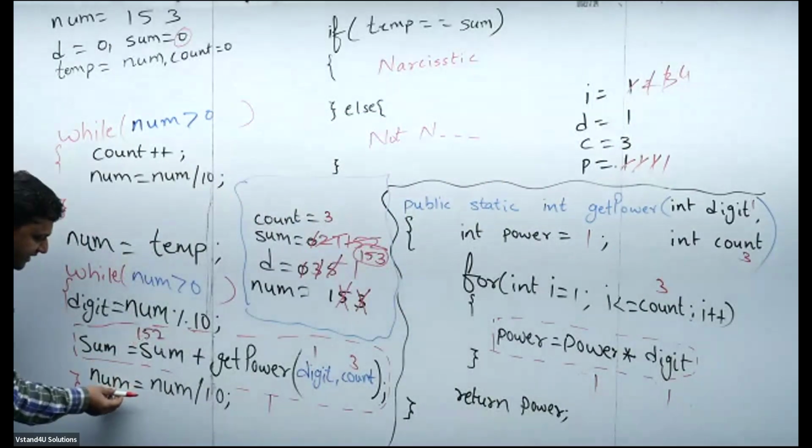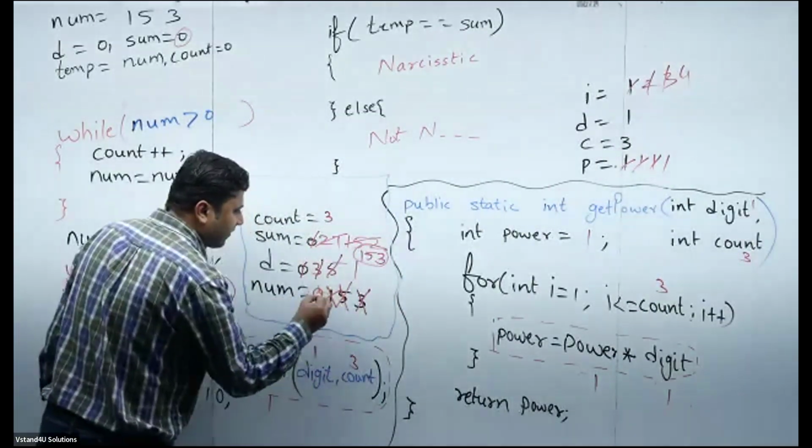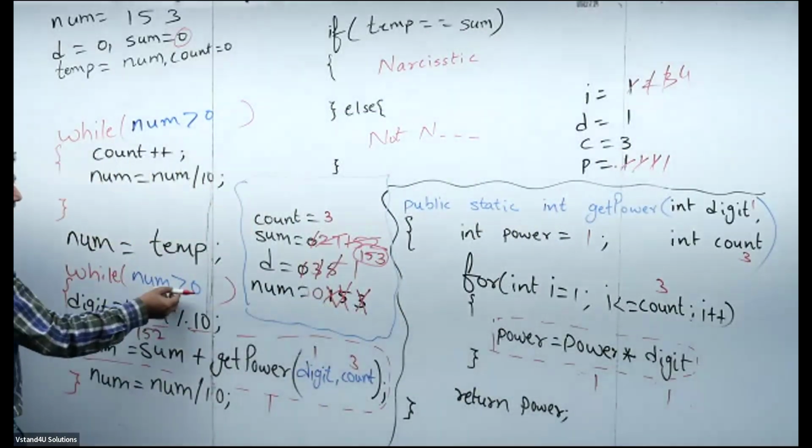Agree? Yes. Now we put number, that is 1, divided by 10. 0. Now the condition is 0 with 0.